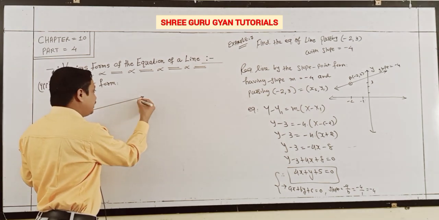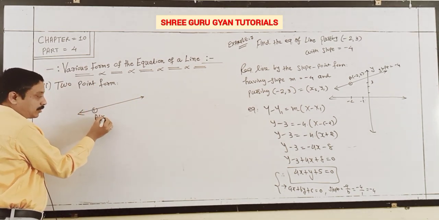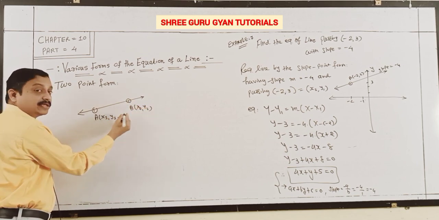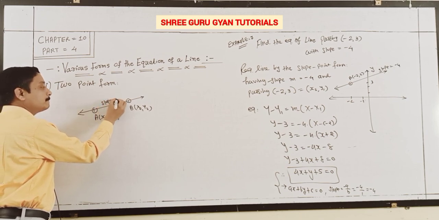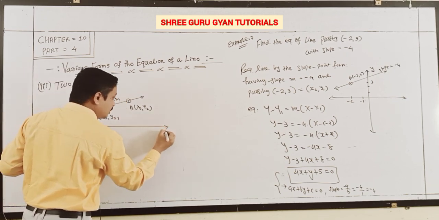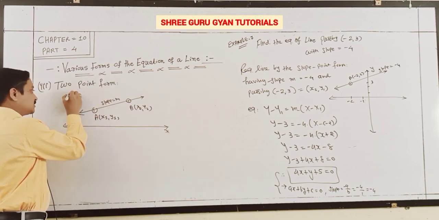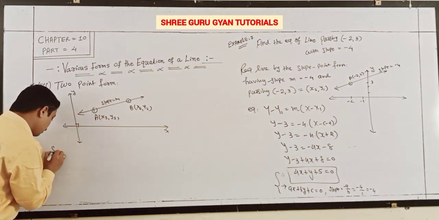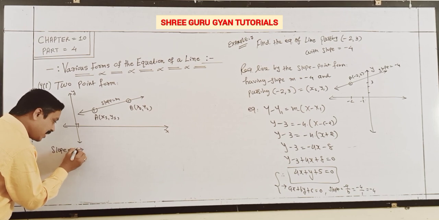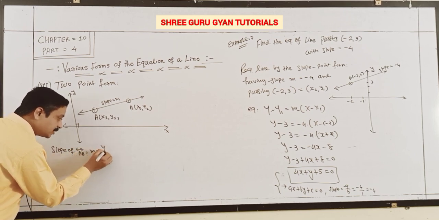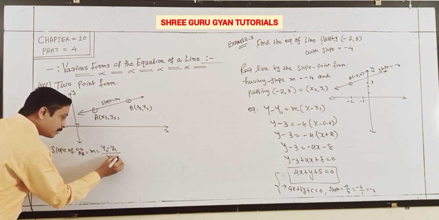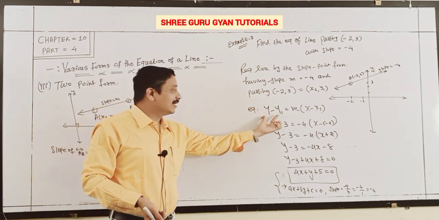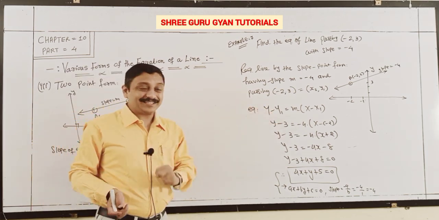Then one of the lines is made here, with A as (x1, y1) and B as (x2, y2), having some slope m, and this line is among the axes, x-axis and y-axis. So simple, you know the slope formula. What is the slope of the line? Point-wise, y2 minus y1 by x2 minus x1. This slope I operate in this formula, and I easily derive my two point equation.